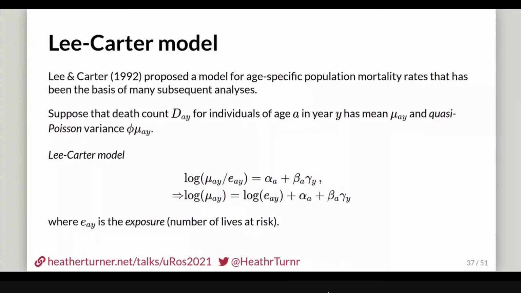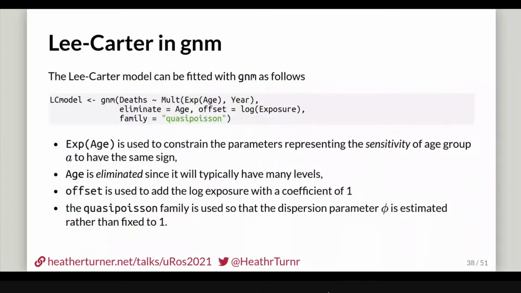So if we want to fit this model in gnm, we can do it as follows. So we've got gnm of deaths modelled by Mult of exp(age) and year. So we're using exp here to constrain the parameters that represent the sensitivity of age group A to have the same sign. So these are the age multipliers. It only makes sense if they're either all positive or all negative, and by using the exponential, we can constrain them to be positive.